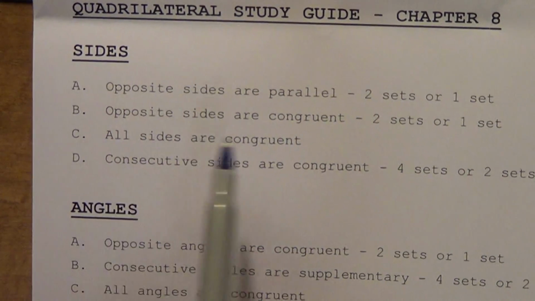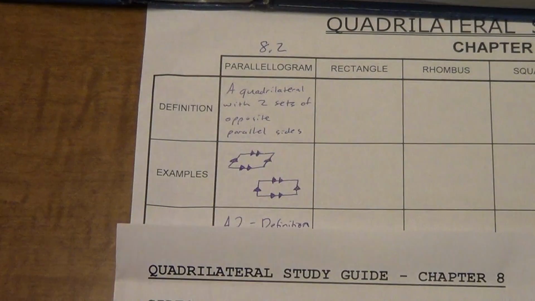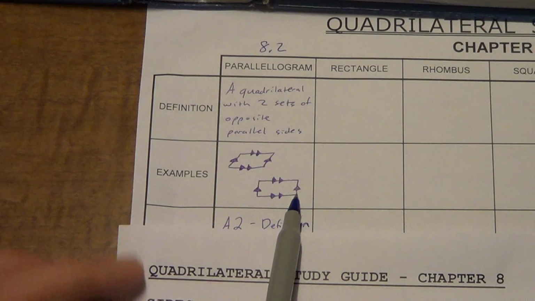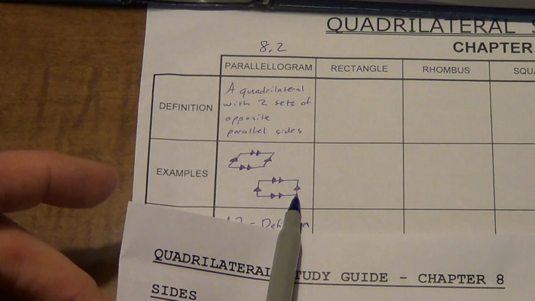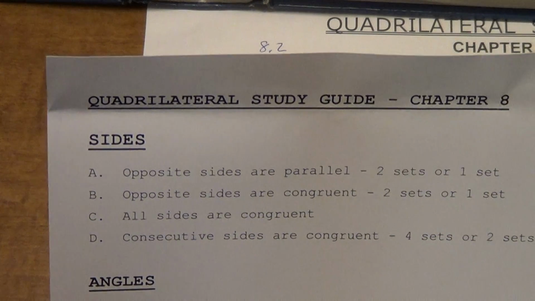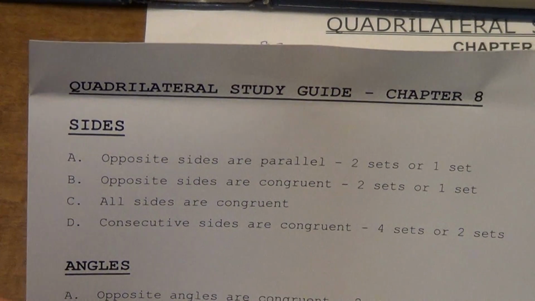Okay, let's look at the rest of the sides. All sides are congruent. Well, that's pretty easy to tell by looking at an example of a parallelogram that does not have to be true. It is possible for it to be true, but it just does not have to be true. So we're not even going to bother trying to prove it. Can't do it.